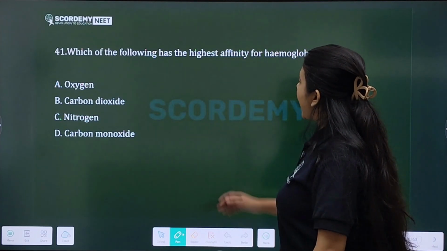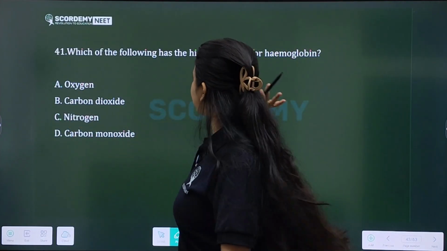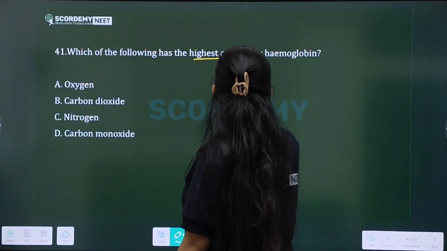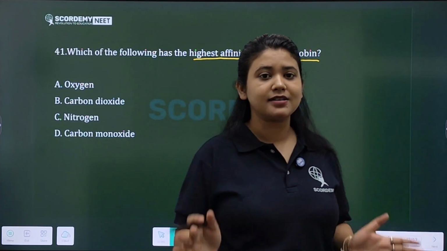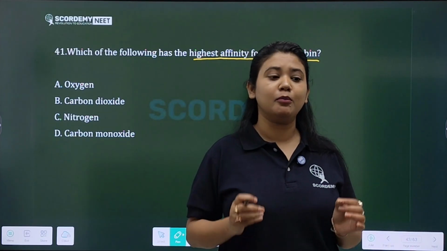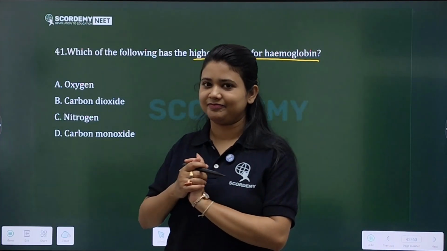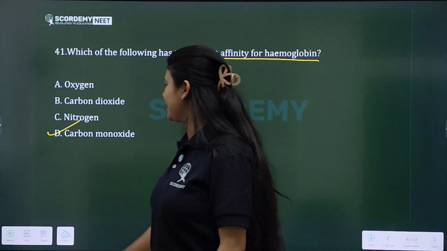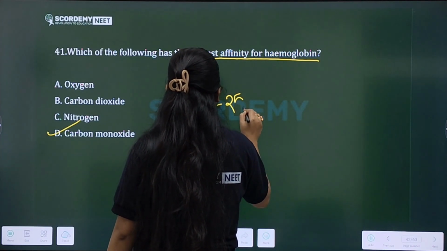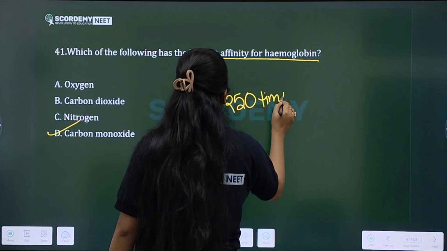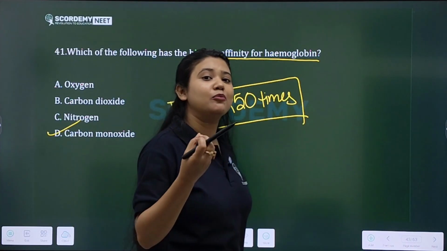Which of the following has the highest affinity for hemoglobin? Compounds are given. Which of the following has the highest affinity? It means which compound is able to bind with hemoglobin fastest, mainly the speed. The answer is carbon monoxide. Carbon monoxide shows around 200 to 250 times higher affinity for your hemoglobin.